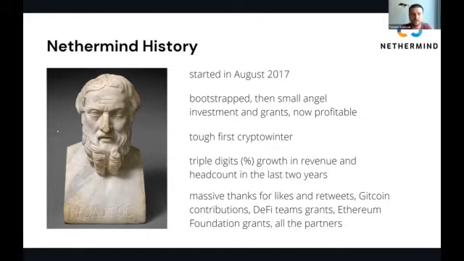So it went through a very small angel investment round, but was mostly bootstrapped and supported with grants from products like Gitcoin and DeFi teams that helped all the execution clients. Ethereum Foundation helped a lot. And also over time, we entered into collaboration with multiple partners, just to name Gnosis, Flashbots, StarkWare, and many more, Energy Web. So the first crypto winter for Nethermind was extremely tough.